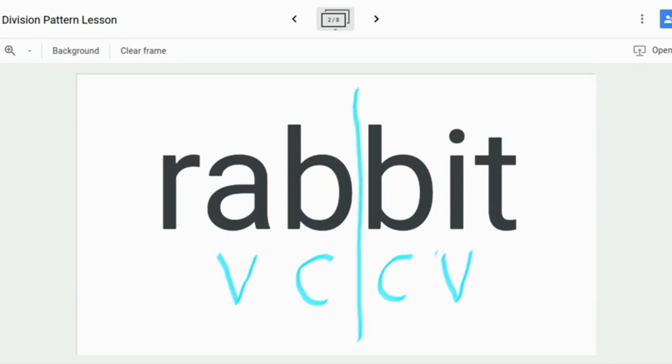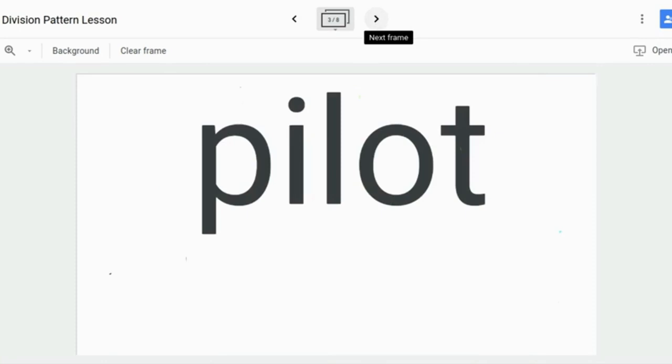And then we would say each syllable and then blend them together. So we would have rab-bit. And we put together, we get rabbit. Let's look at the next one. In our next word, again, I'm going to label my vowels and then the consonant in the center. So this is a VCV word.